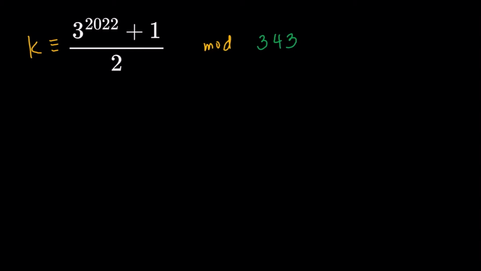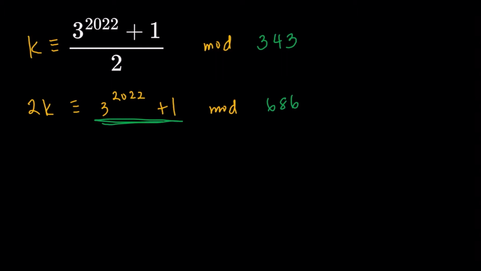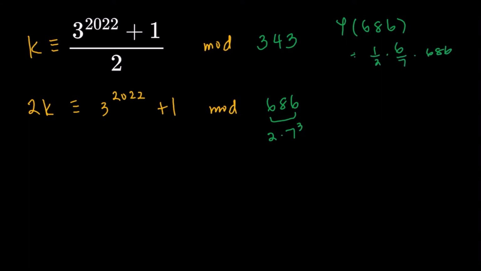So let's multiply both sides by 2, because there's a fraction here. So 2k will be congruent to 3 raised to 2022 plus 1 mod 686. So we have to take this one under mod 686. Now let me just focus on this one. I'll just add the 1 after. So let's try to take phi of 686 first. Phi of 686, well, 686 is just 2 times 7 cubed. So 1/2 times 6/7 times 686. You guys can work out the maths. That's going to be equal to 294.